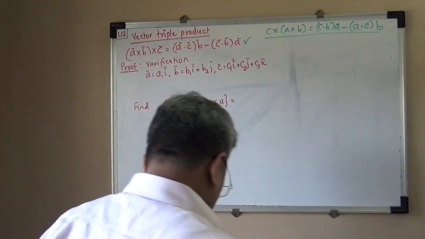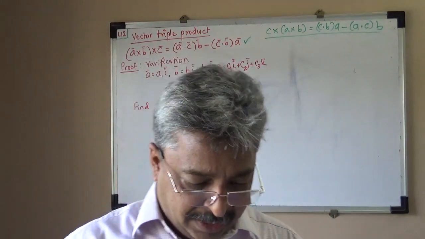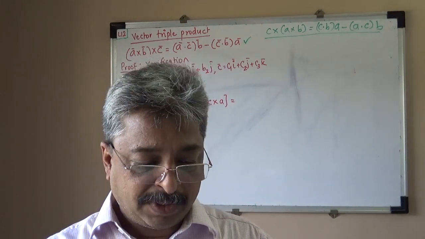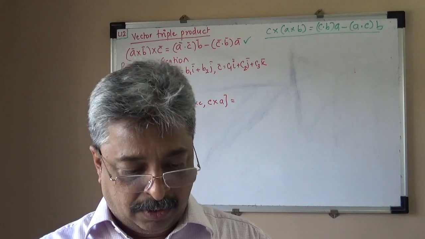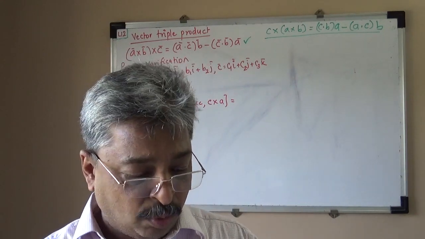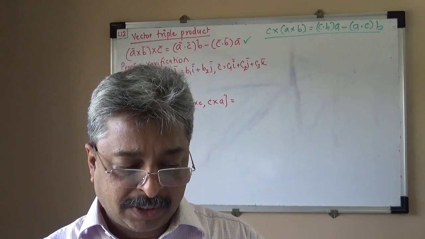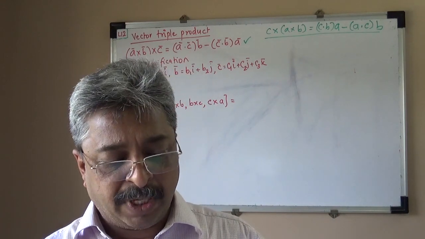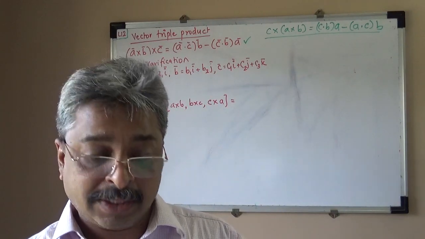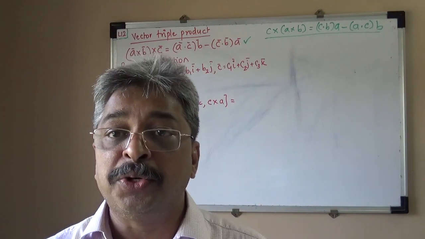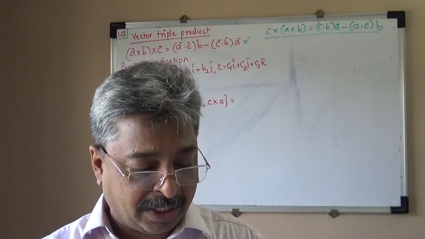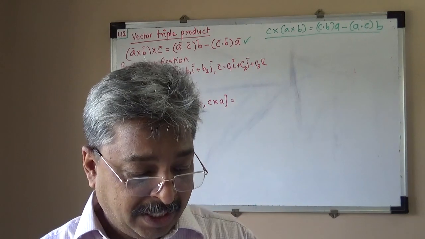Okay, so once we verify this, then we give a couple of simple problems just to get the hang of what we are doing as far as vector triple product is concerned. Prove that i cross a cross i plus j cross a cross j plus k cross a cross k is equal to 2a. So this is the next problem that we solve in the class, which is easy, students solve it.